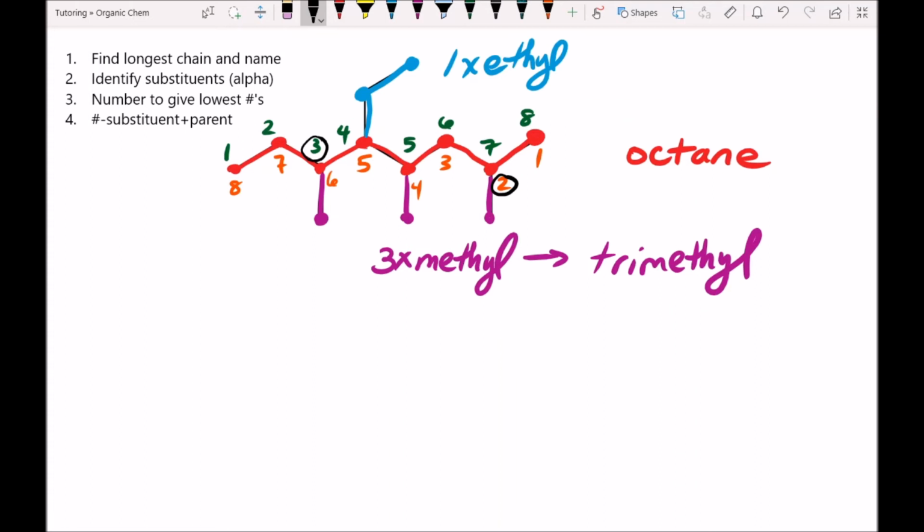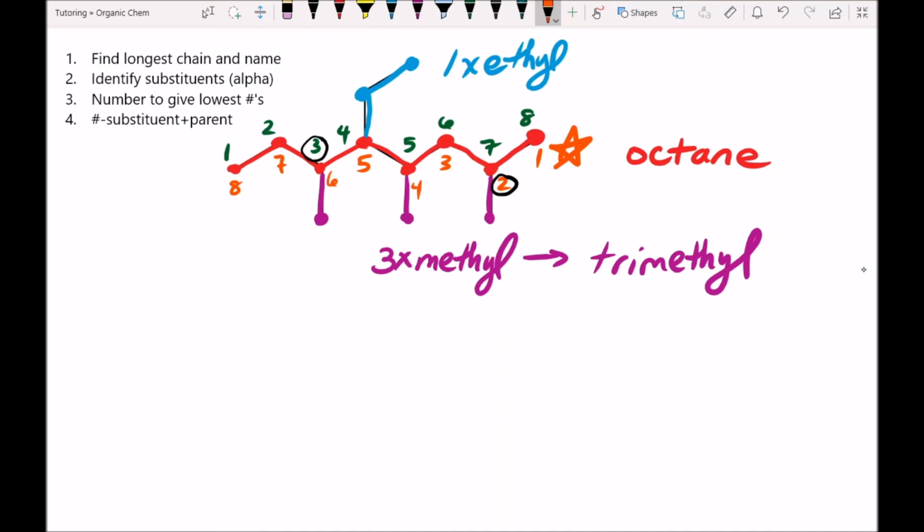Let's say that in both directions we found a substituent at the 2nd carbon. Well, then we look at the next point of difference, and we will choose the direction that has the lower number for the 2nd substituent, and so on. So the orange numbering system wins, and we're going to go right to left with our numbers.